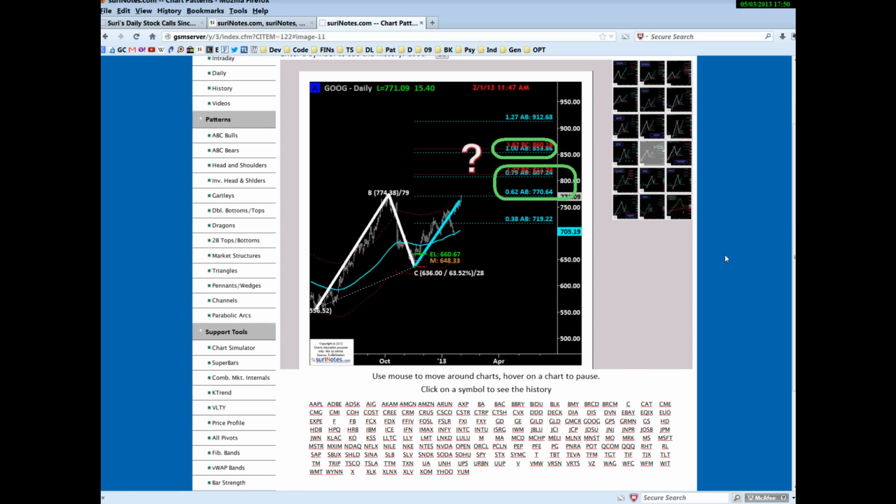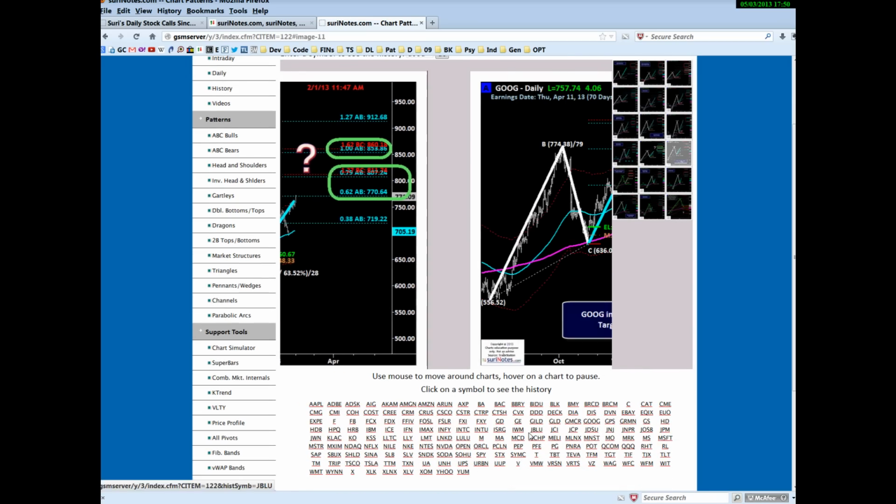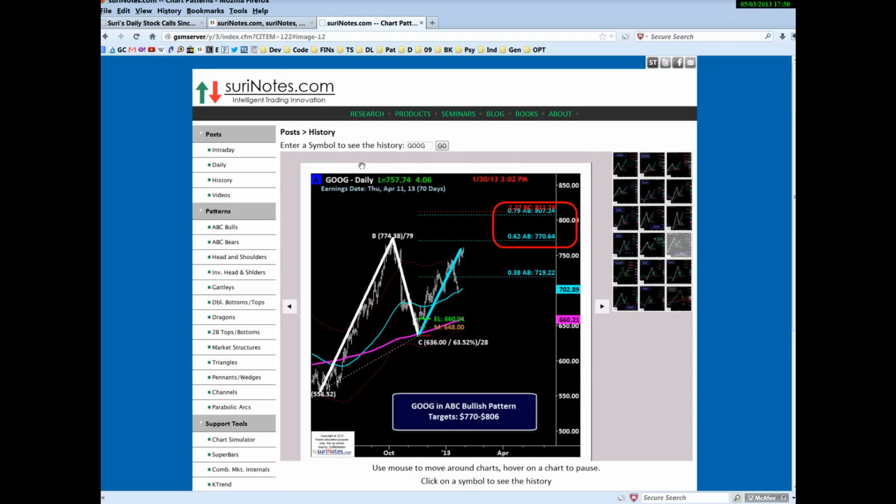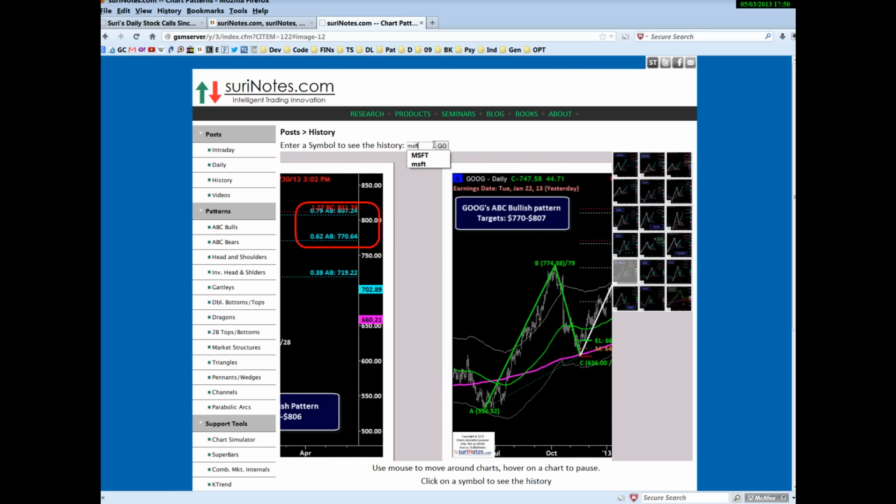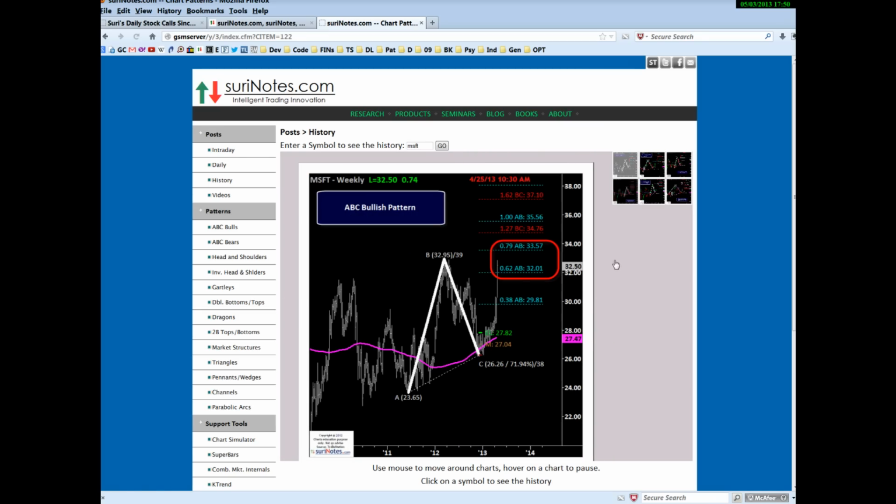In addition to that, there's a small list of the stocks which I track. So instead of typing here, you could enter a symbol to see the history. Instead of Google, suppose I want to type Microsoft and see all the posts about Microsoft. Then you will see there are 6 charts posted in the last 6 months.